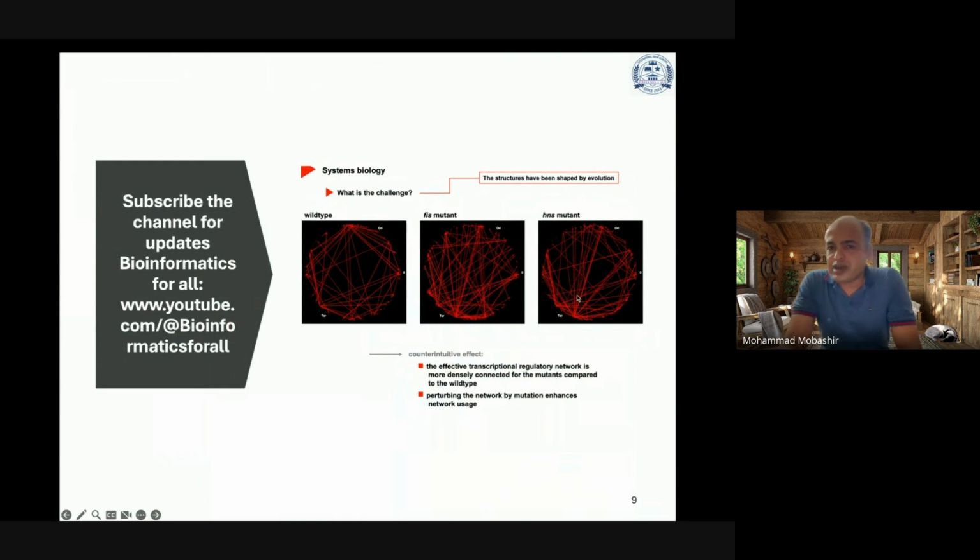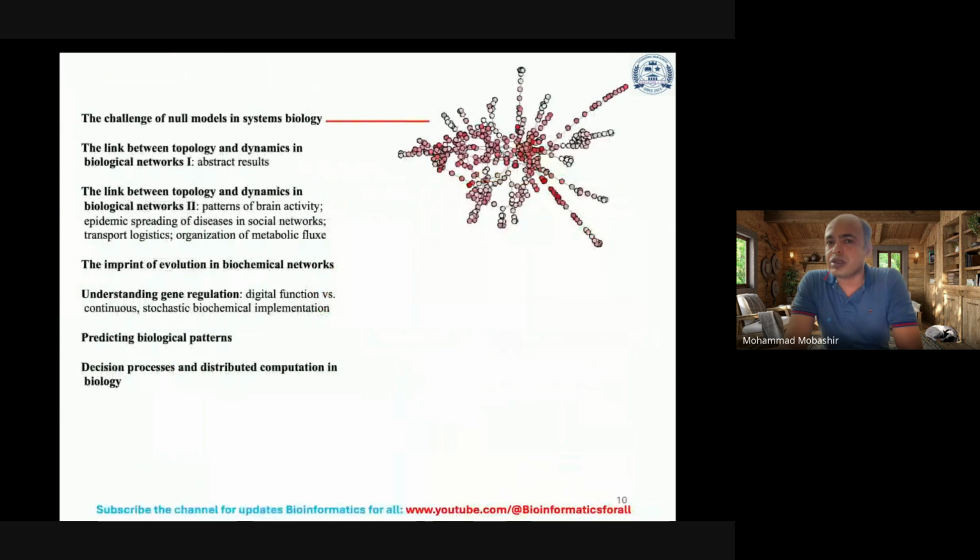So the effective transcription regulatory network is more densely connected for the mutants compared to the wild type. Perturbing the network by mutation enhances the network usage. So the take-home message here is that when there is perturbation in the network, they are more densely connected for the mutants, with respect to the wild type, where there is no perturbation. Perturbing the network by mutation enhances the network usage.